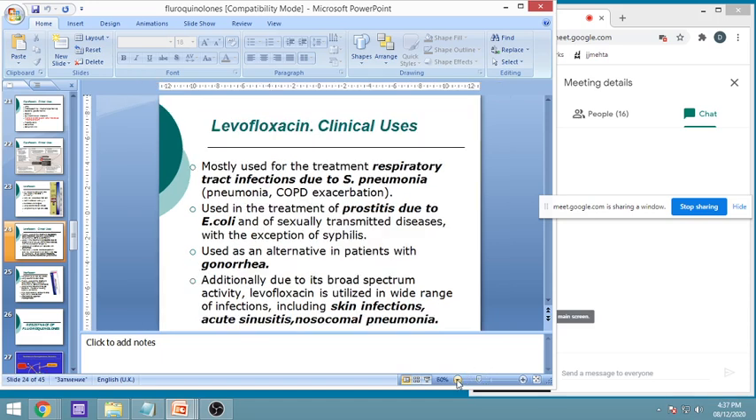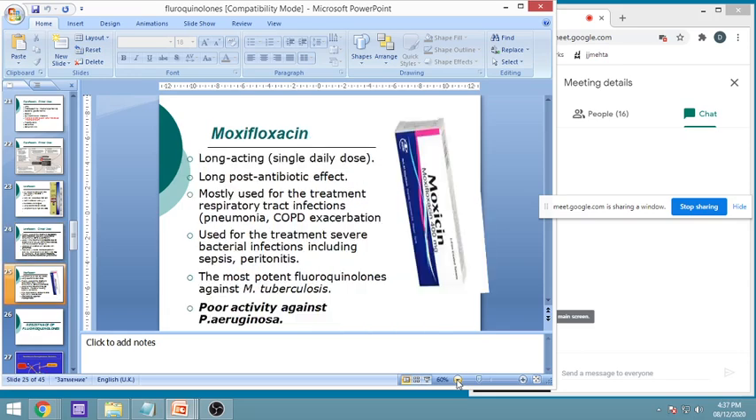Levofloxacin is utilized in a wide range of infections, including skin infection, acute sinusitis, nosocomial pneumonia, etc. So it is very important in most of the treatment. Then next is moxifloxacin, a long-acting drug, single daily use, only once a day.